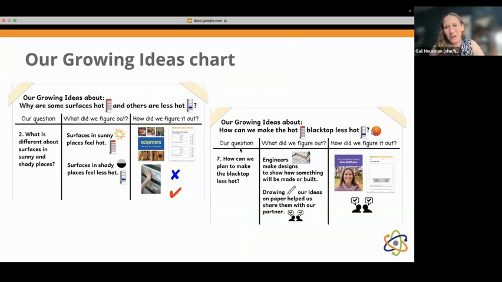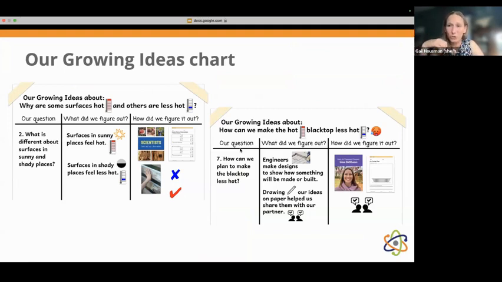Another way that we support that agreement of letting our ideas grow and change is with this chart that follows kiddos through the whole unit. And all of our K-2 units actually use this. It's called an Our Growing Ideas chart. And it's named as such, right? Because we're going to see our ideas grow and change as we go through the unit.